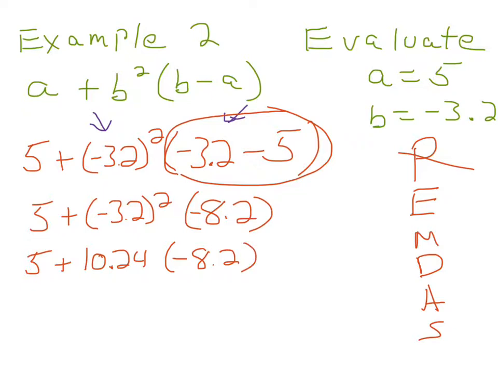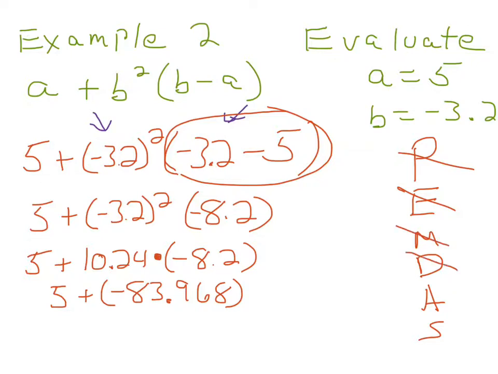Okay. Exponents are taken care of. Next, we're going to handle our multiplication. So 10.24 times, put this nice little dot here, times negative 8.2. When we do that step, we find out that this is 5 plus the value negative 83.968. So we've taken care of multiplication.